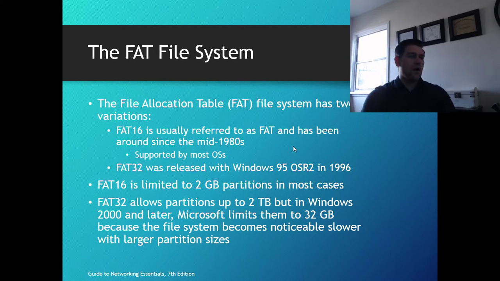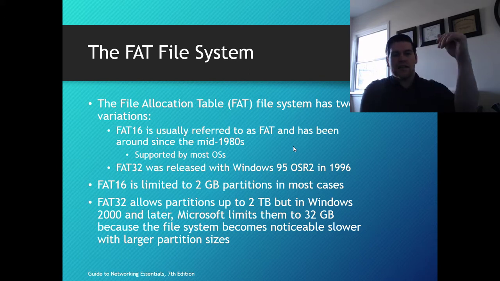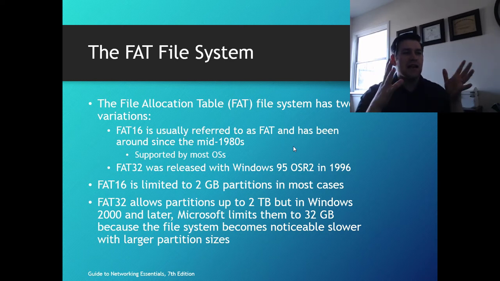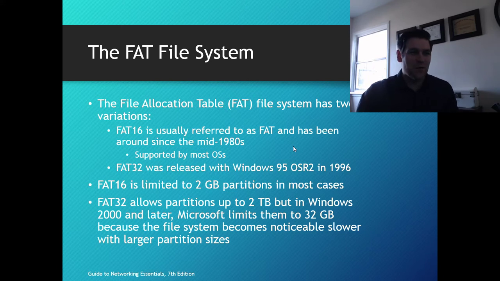FAT16 was the original variety, and it's been around since the mid-1980s. Supported by most operating systems as far as accessibility. The big problem with FAT16 was that it had 16-bit addressing, meaning it was limited to the amount of data that could be allocated in a volume. So you couldn't go beyond 2 gigabytes in partition size. By today's standards, 2 gigabytes seems a little bit weak.